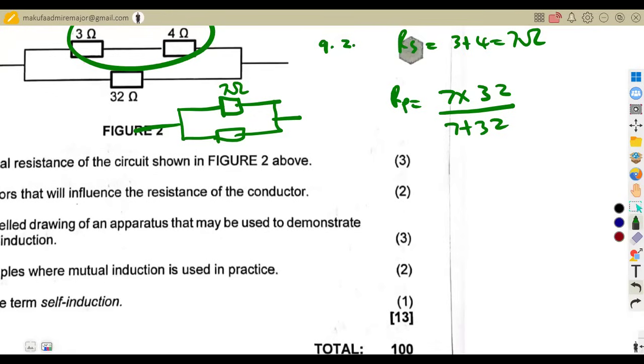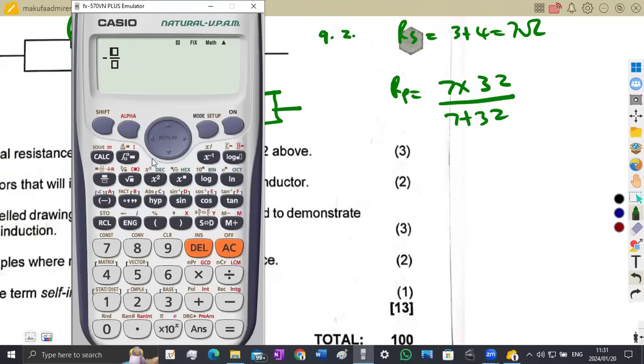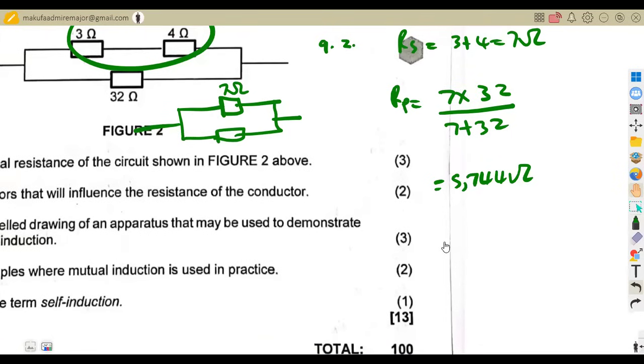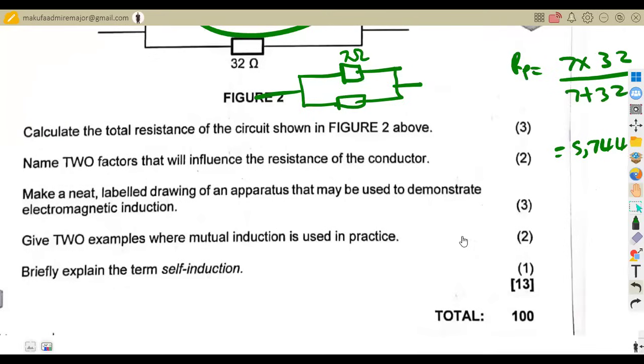Calculation. All right, let us just see our calculator now and what are we going to have here? That is 7. Going to have a fraction here, 7 times 32 over 7 plus 32. Product over sum. So that will be 5.744 to 3 decimal places. Remember, I fixed my calculator to 3 decimal places. That's 5.744 ohms. So that was going to be the total resistance of our combination of that circuit that we are given there.